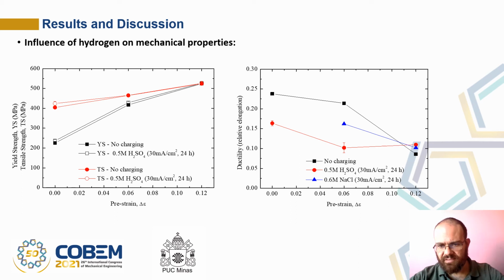It's also relevant to notice that for the larger amount of pre-strain, so when the samples are pre-strained to 12%, all samples exhibited more or less the same ductility, meaning that it appears that after a certain point of pre-strain, hydrogen does not further decrease the ductility of the material. We can see this when we look at the 12% pre-strain results, and all samples have the same ductility.